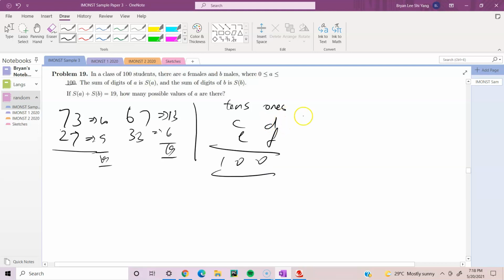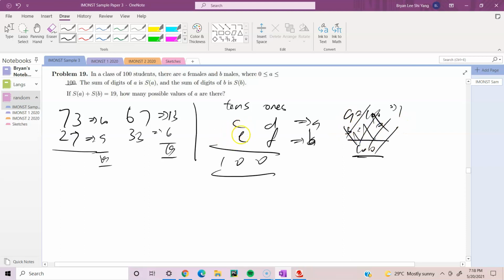Now, of course, there are special cases. So this one would be A and this one would be B. If A equals 100, then B would certainly be 0. It's 100, but the sum of digits is just 1, so this is not possible. And vice versa. If B is 100, A is 0, it's also not going to work.